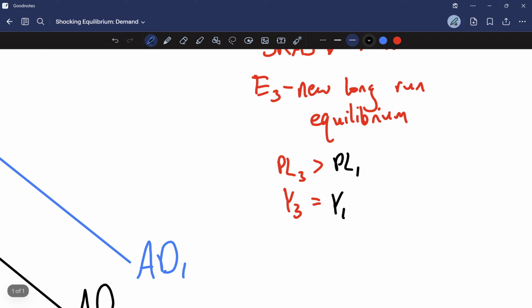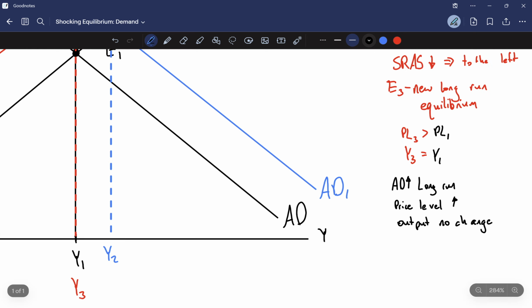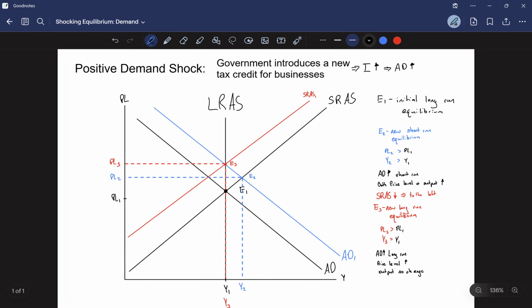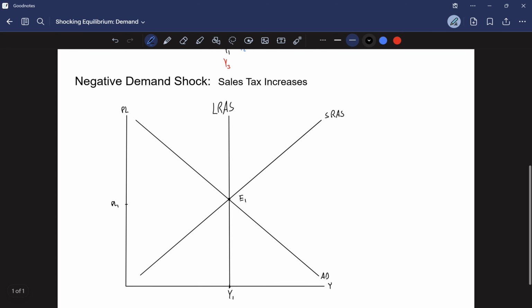So, in the long run, an increase in aggregate demand will lead to a higher price level. Price level will increase, but output will remain the same. It'll have no change. And this will be true for every positive demand shock. Let's move on to a negative demand shock.